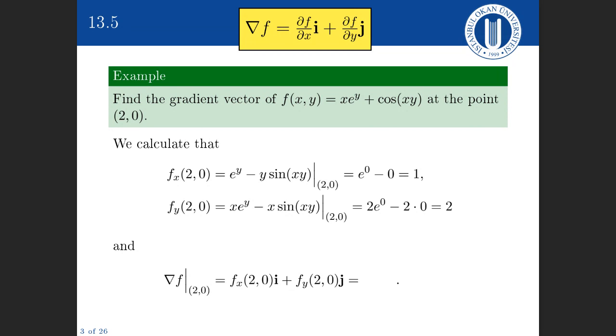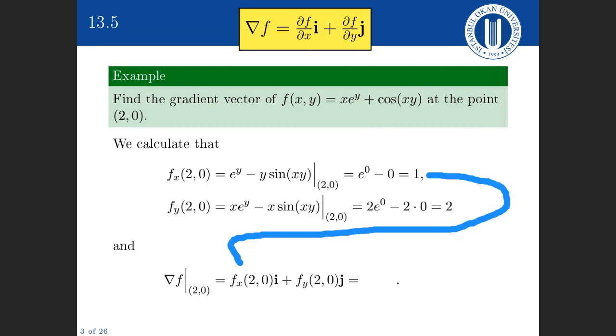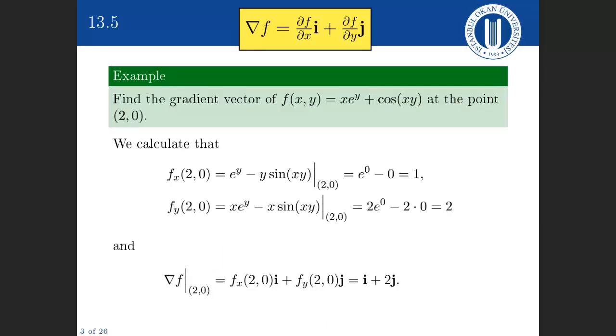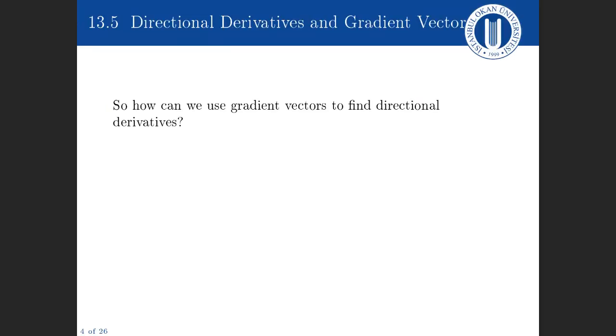Now we're ready to write down the gradient vector. It's going to be 1i plus 2j. And that's it. It's just calculating two partial derivatives and then using the definition of the gradient vector. And this means the uphill direction, if we think of the graph of a function of two variables as a hill.